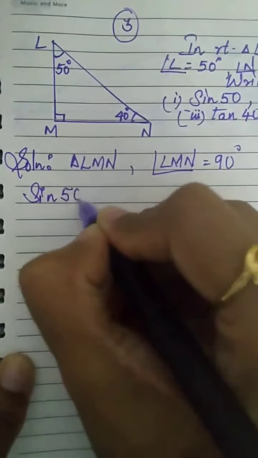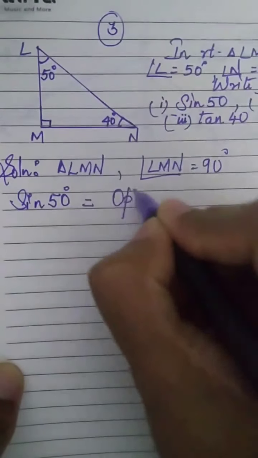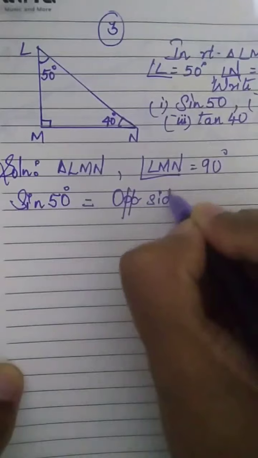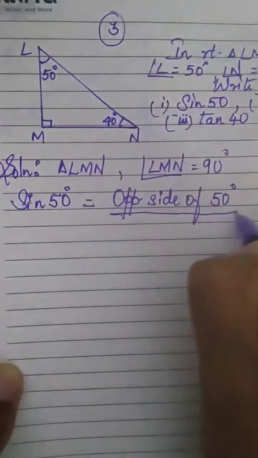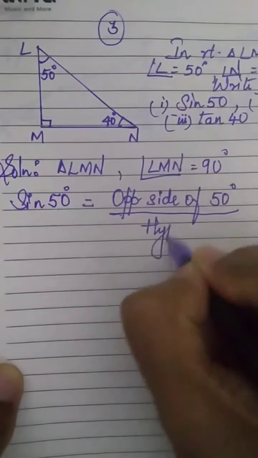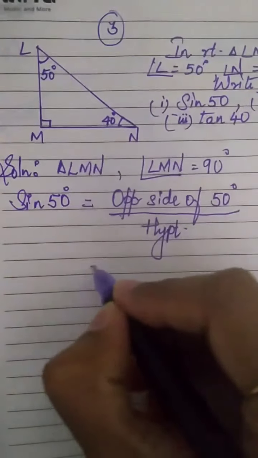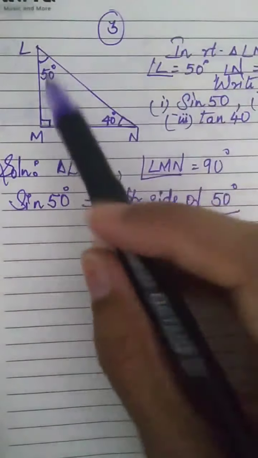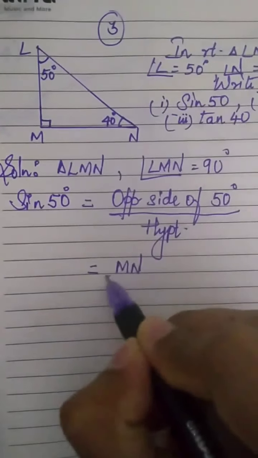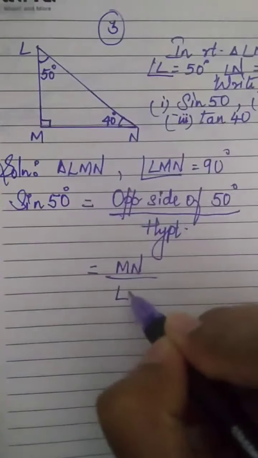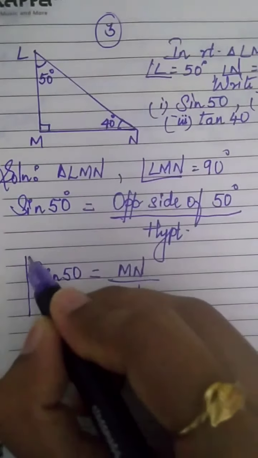So sine 50. For sine, the formula is opposite side of the 50 degree angle upon hypotenuse. So which is the side opposite to 50 degrees? 50 degrees is here. Opposite is MN, upon hypotenuse, which is LN. So sine 50 is equal to MN upon LN.